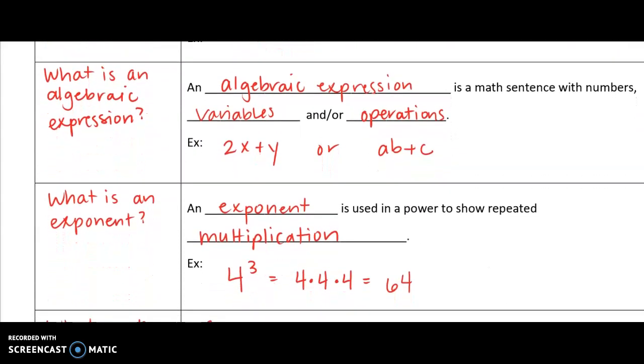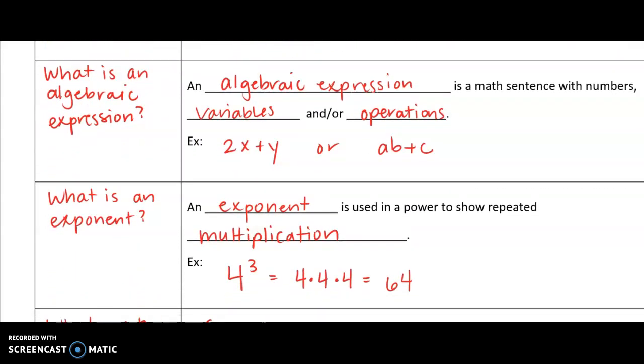What is an algebraic expression? An algebraic expression is a math sentence with numbers, variables, and/or operations. An example is 2x plus y. Another example is ab plus c. Sometimes you may not see any numbers, but just know that this is implied as 1ab plus 1c.